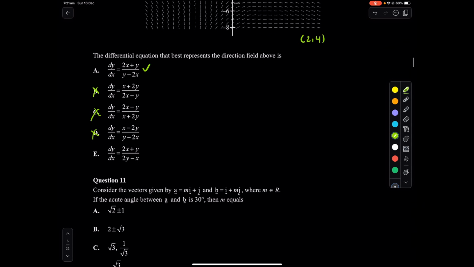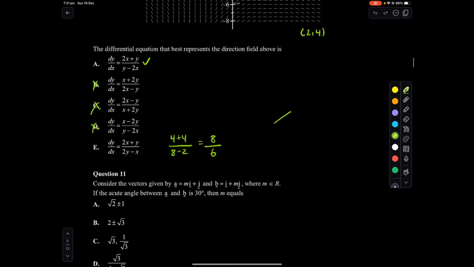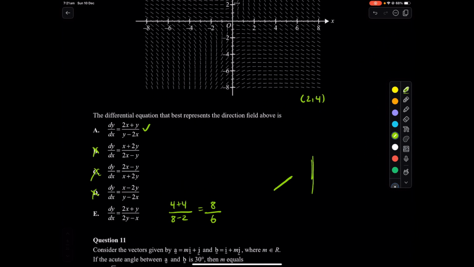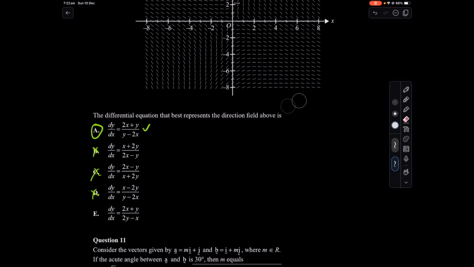What about E? If I sub in, that'll be 4 plus 4, 2 times 4, so 8 minus 2. See, this one is wrong because it's actually greater than 1. So it should look like this, which is not. It's an actual straight line. So the only possible answer would be A in that one. So yeah, that's how you think about it logically.